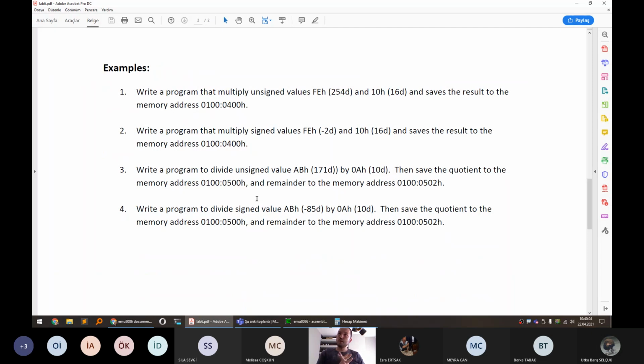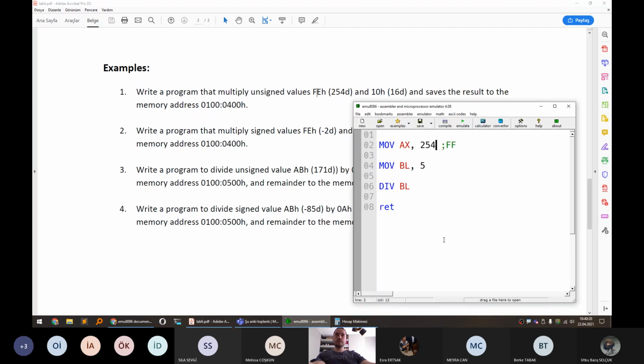The first example. Write a program that multiplies unsigned values of FE and 10 and saves the result to this memory location. Okay. Let's write this example. As we can see, these are 16-bit values. I'm going to put one of them in AL.